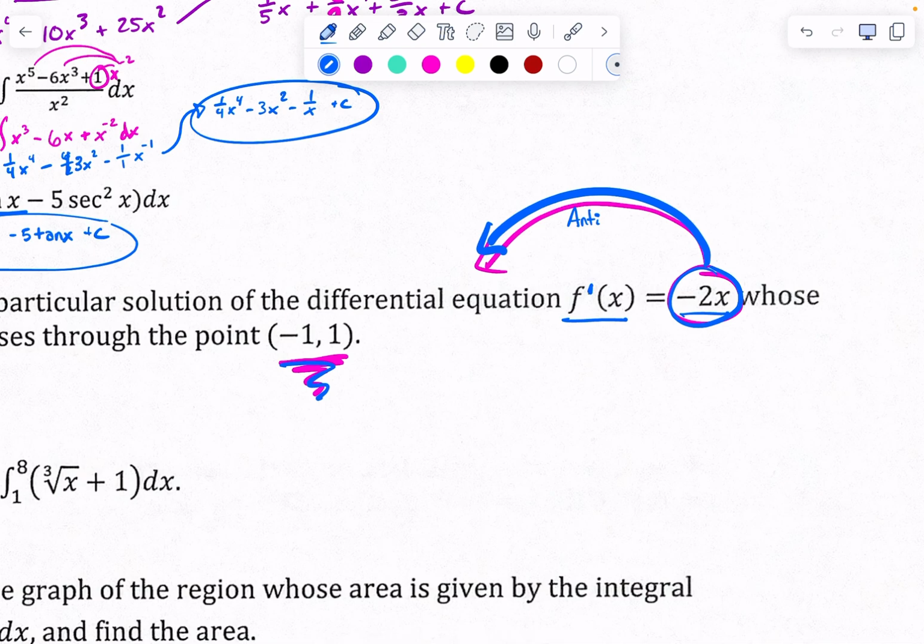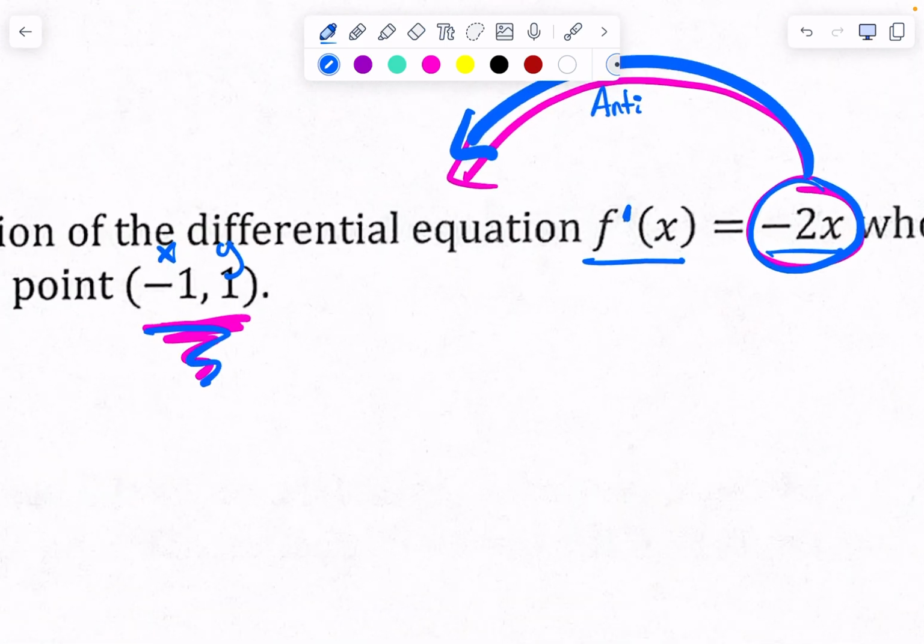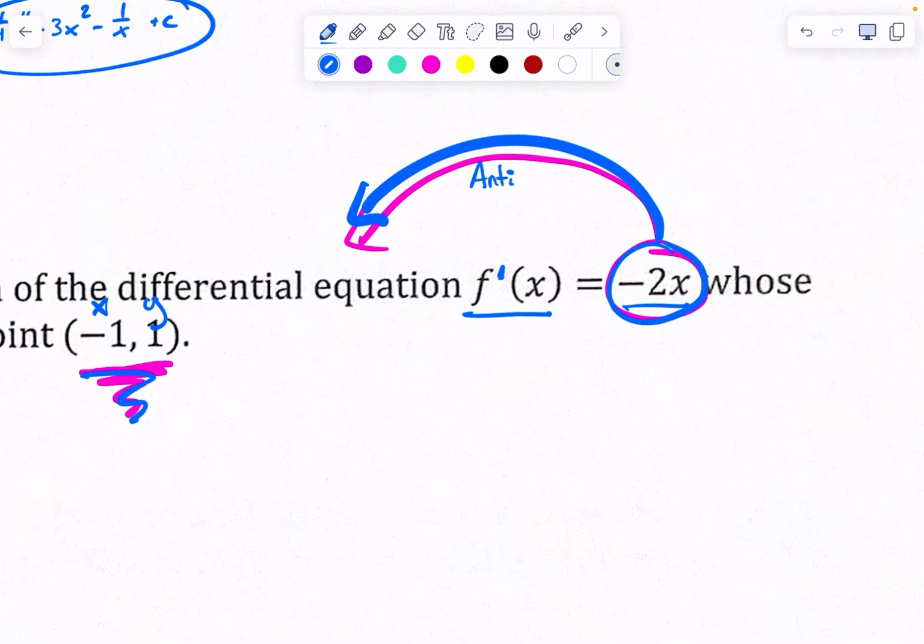This is x, this is y. That helps me find C. So the antiderivative of -2x is just negative x squared, right? Yeah. Negative x squared plus C equals y.